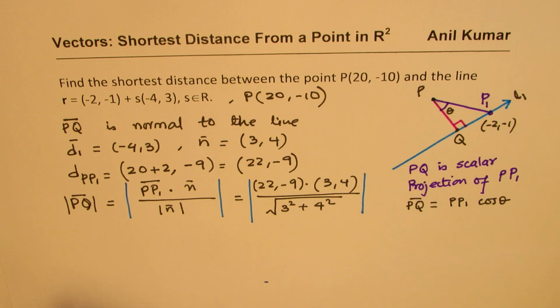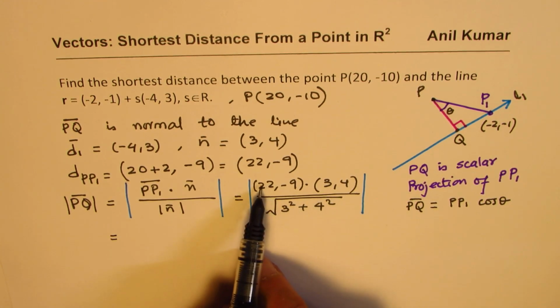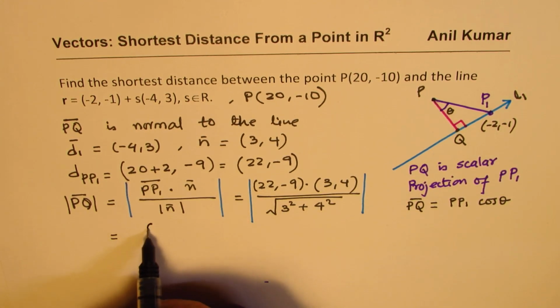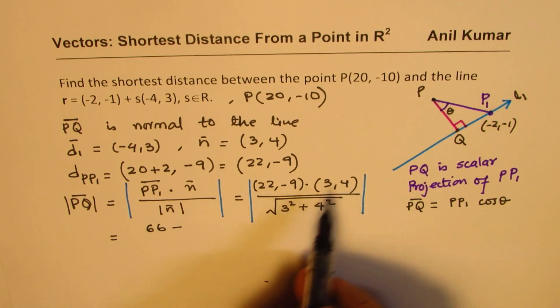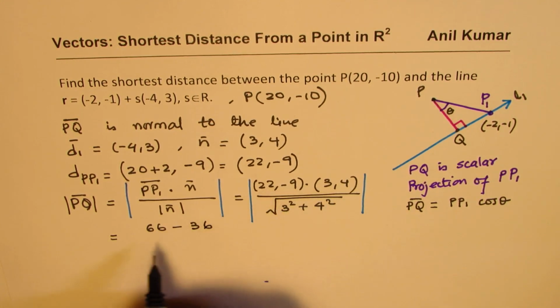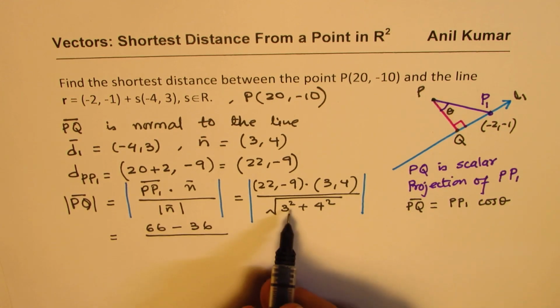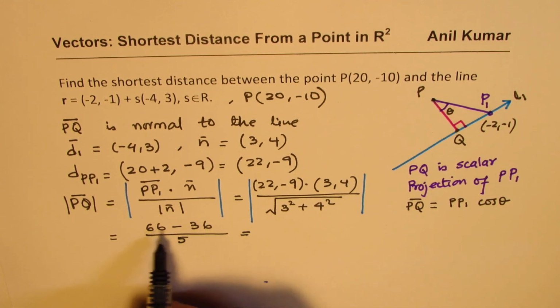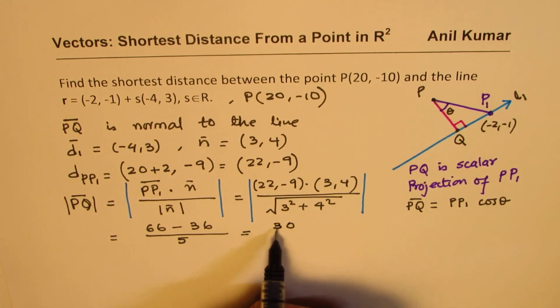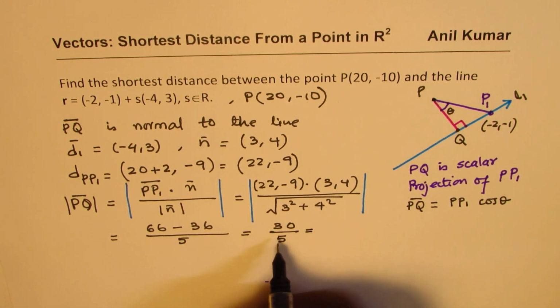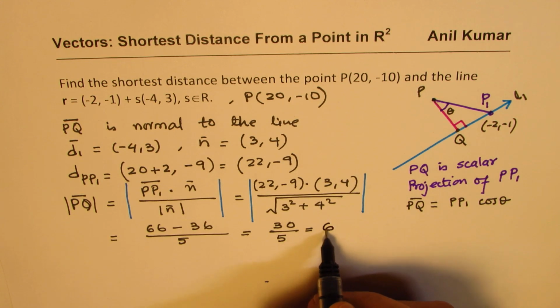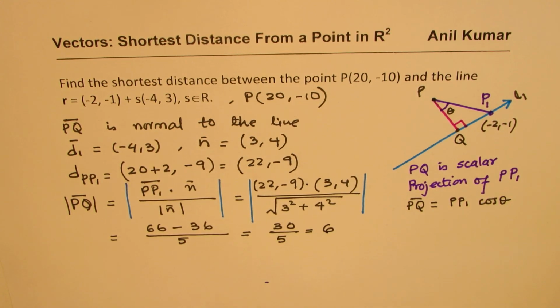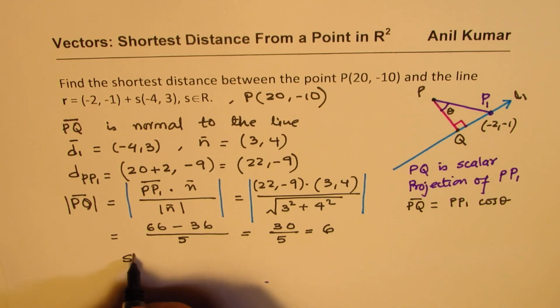Now let us calculate. What do we get? So 4 and 3 gives us 12, minus 36. That is a dot product in the numerator. The square root of 25 is 5. So what we get here is 24 divided by 5. The shortest distance is 6 units.